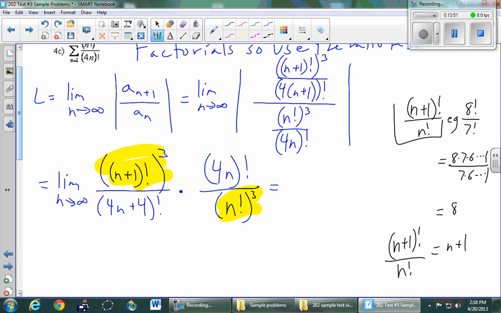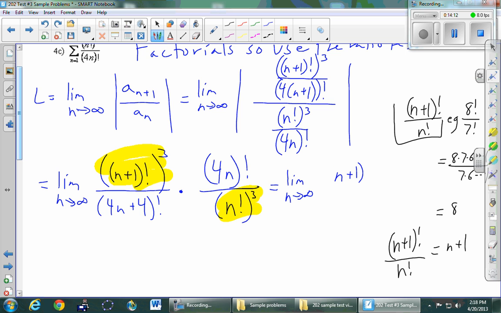So what we have highlighted here in yellow is going to cancel quite significantly. So we're going to cancel and we're going to get n plus 1. But we actually have 3 of those terms in yellow because it's all cubed. So I think we're going to end up with n plus 1, n plus 1, n plus 1, n plus 1 cubed when all is said and done. So let's write that. Limit n goes to infinity. N plus 1 cubed is what we have left when we cancel all the stuff in yellow.